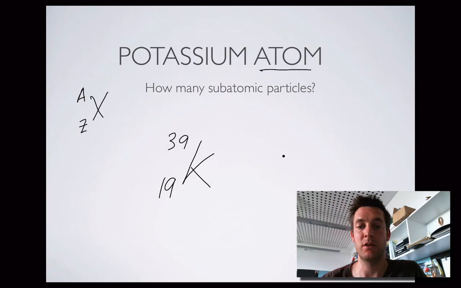How many subatomic particles has it got? Well, it's got 19 protons. So that's its proton number or its atomic number. How many electrons has it got? Well, it's got 19 because it's an atom and not an ion.